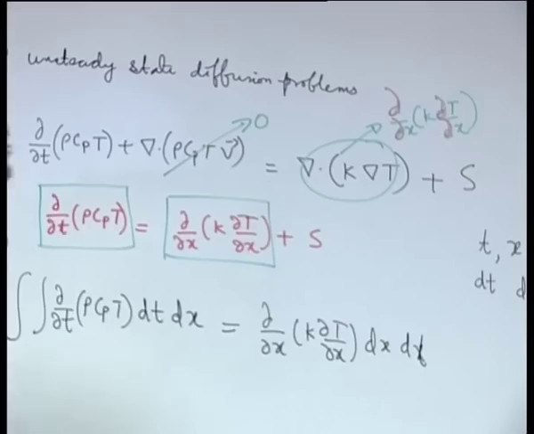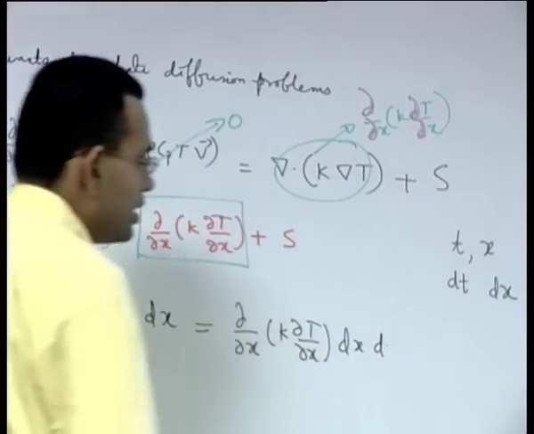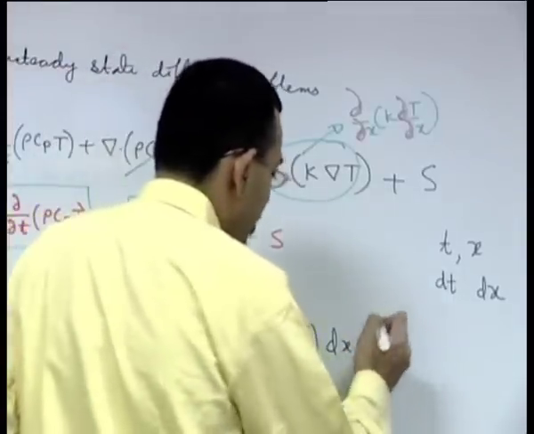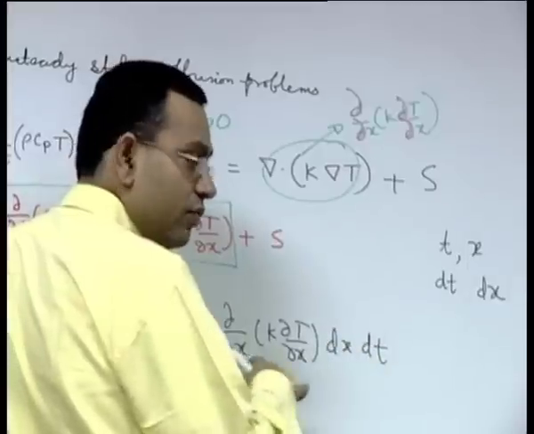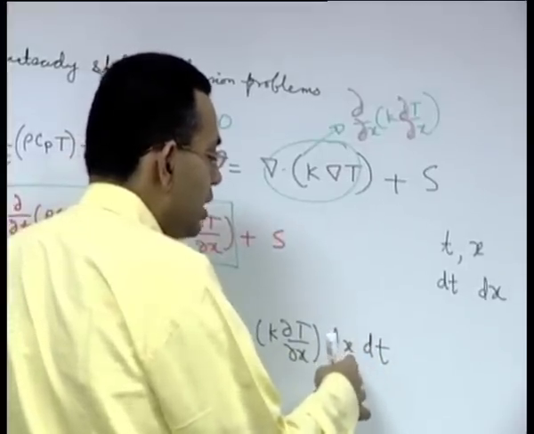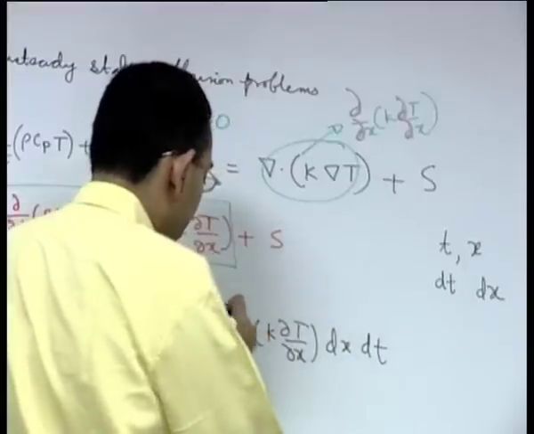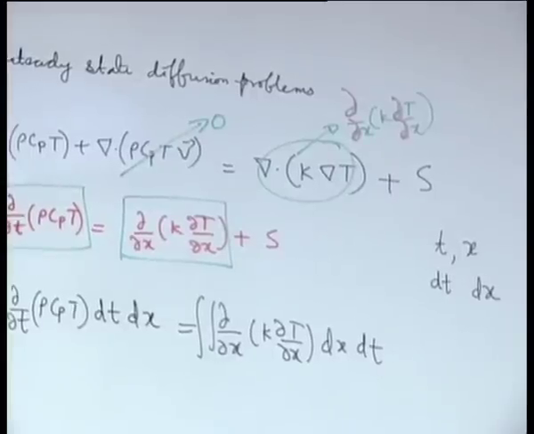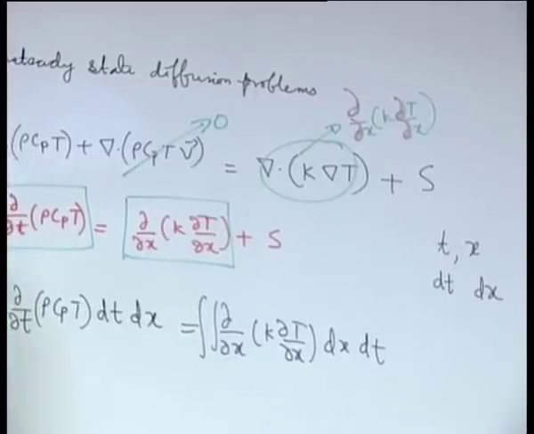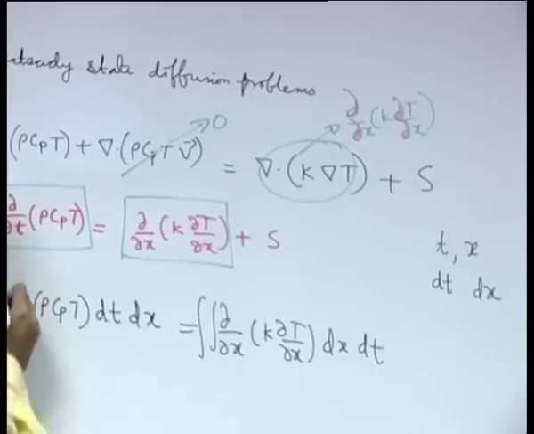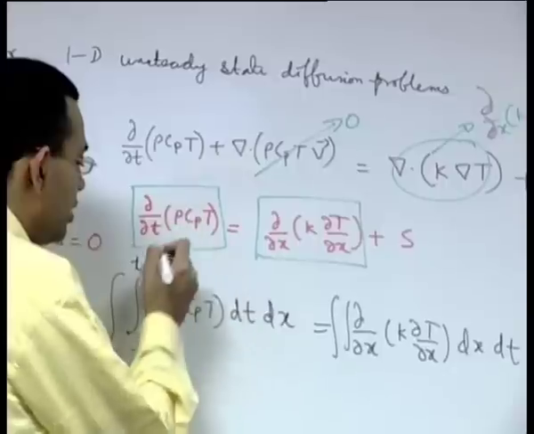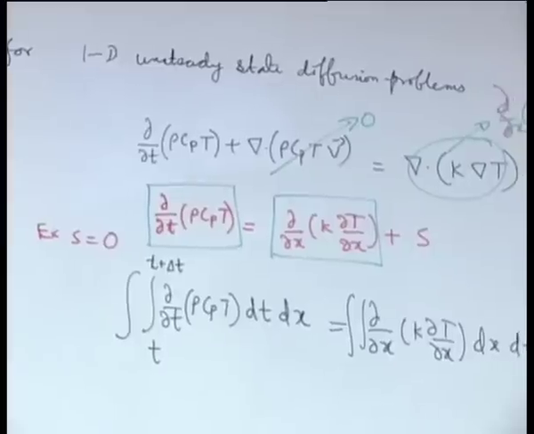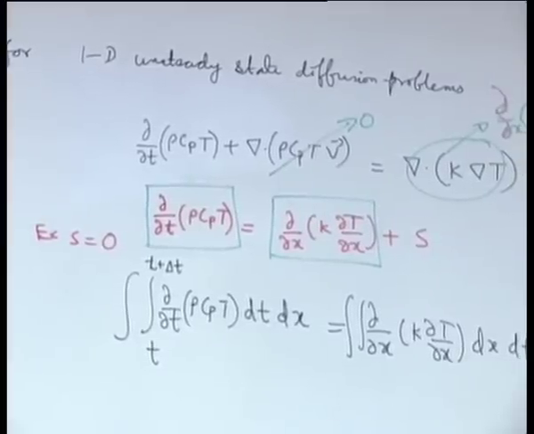Since it is continuous, it does not matter whether you integrate with respect to x first or with respect to t first. So according to the convenience of the terms, we either first integrate it with respect to x or integrate it with respect to t. So what are the limits? The limits of time are from time t to time t plus delta t, where delta t is the time step.